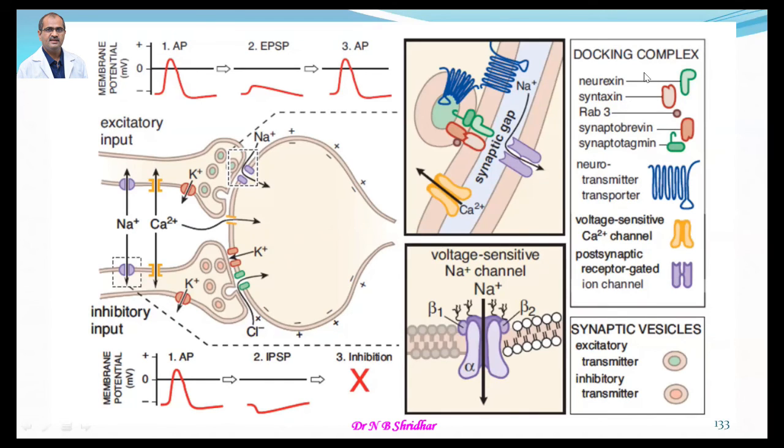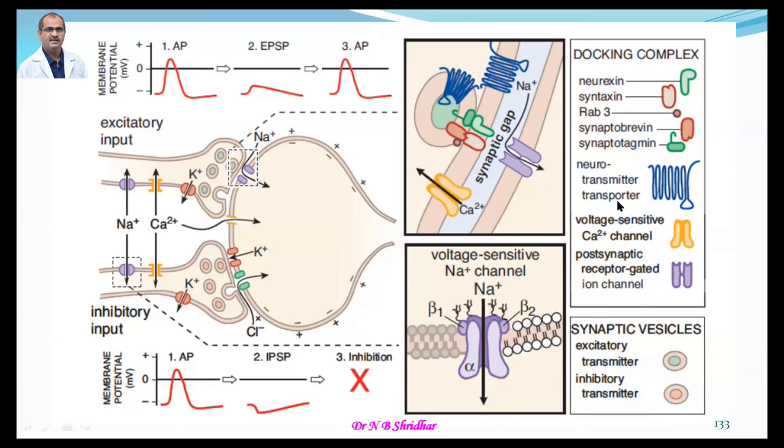And the materials involved here are the docking complexes like neurexin, syntaxin, RAB3, synaptobrevin, and synaptotagmin. This is known as the docking complex. So whenever you are asked what a docking complex is, it's a complex containing neurexin, syntaxin, RAB3, synaptobrevin, and synaptotagmin. These are going to fuse the vesicles, and exocytosis occurs into the synaptic gap.